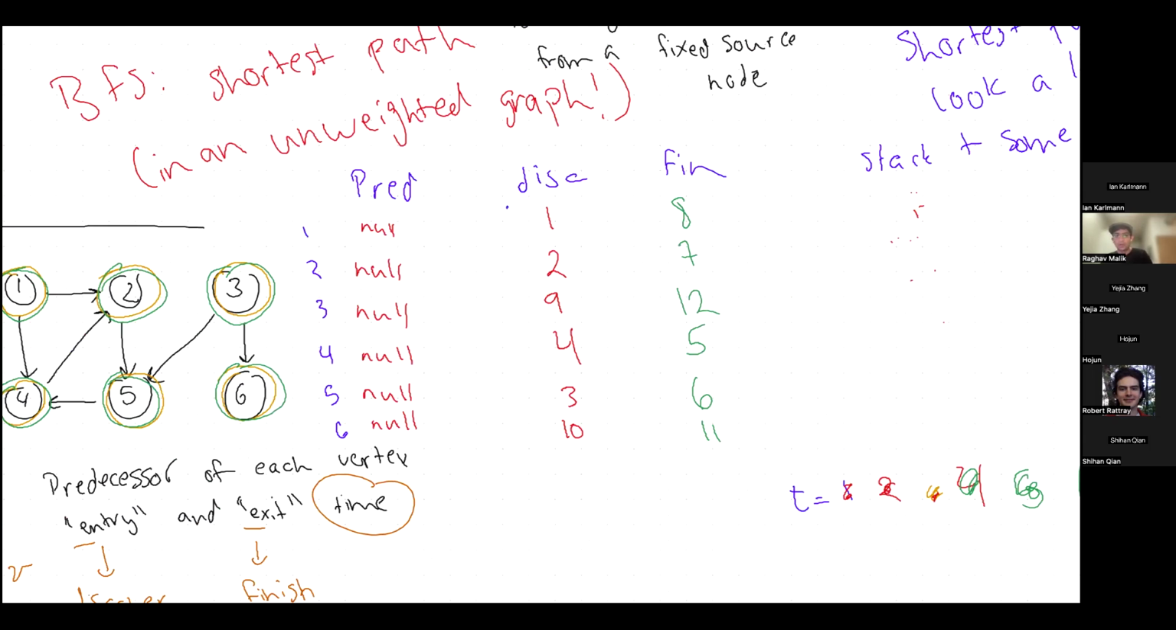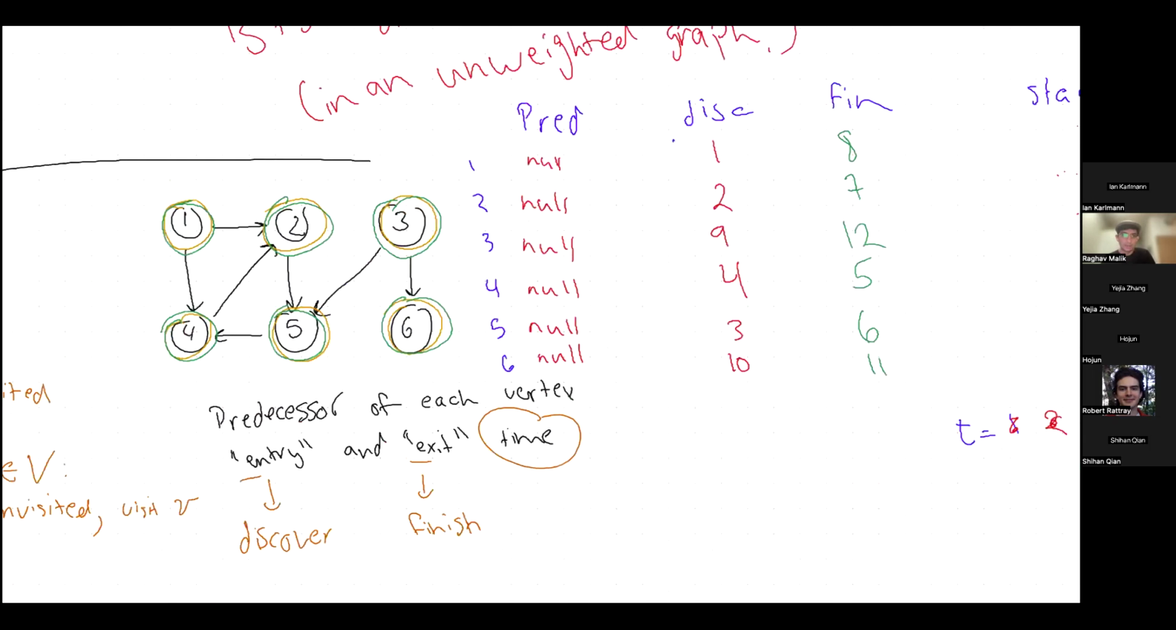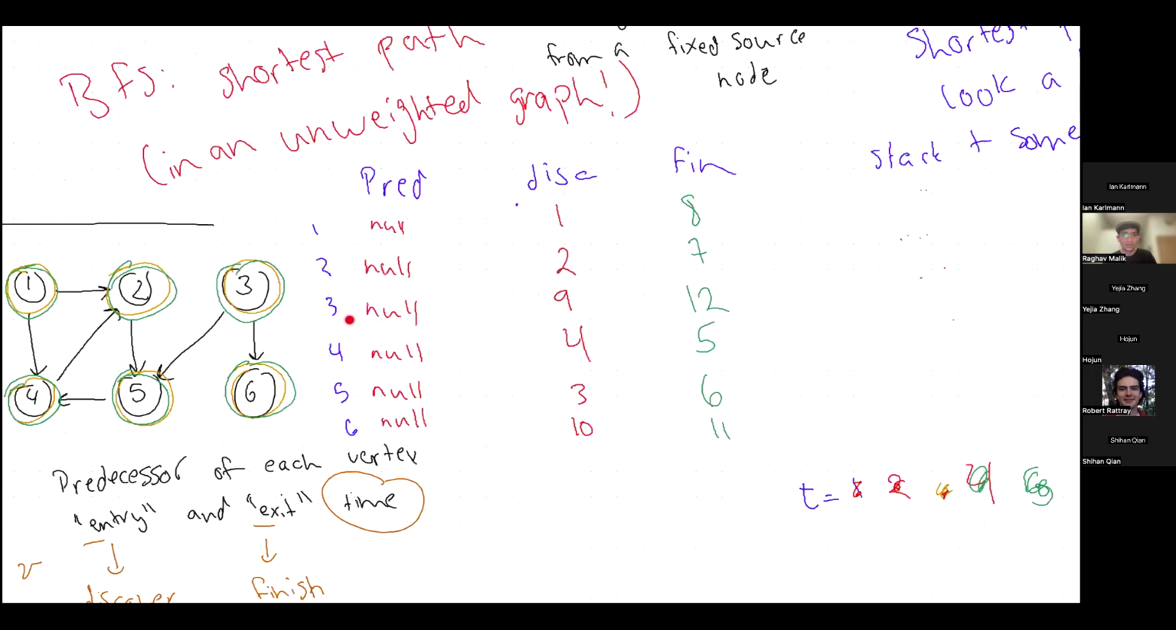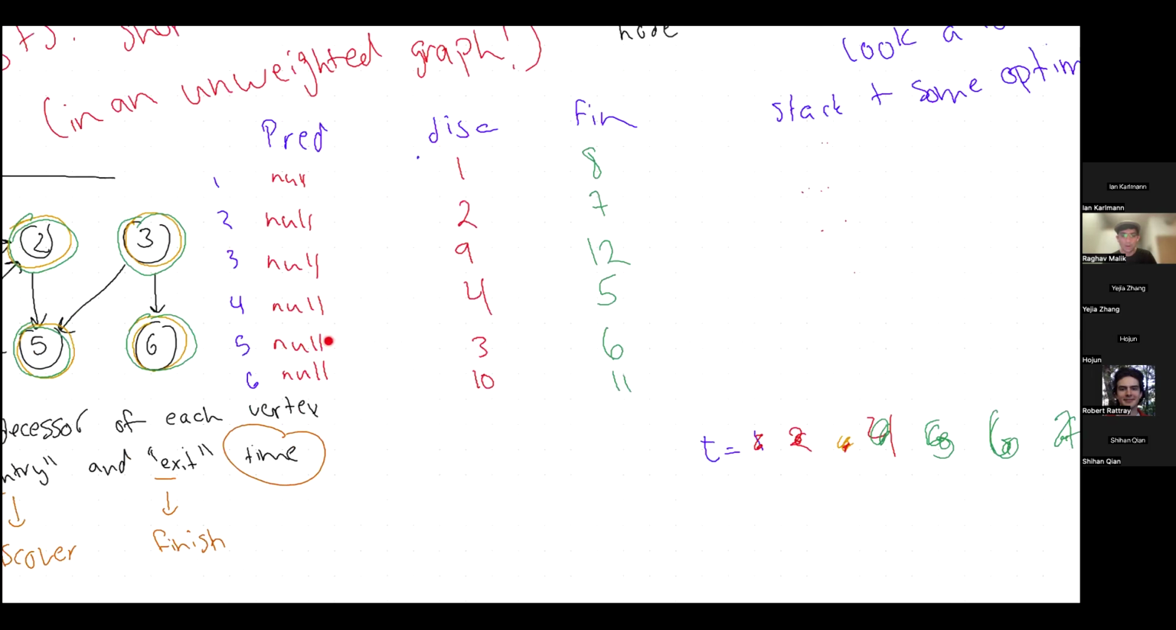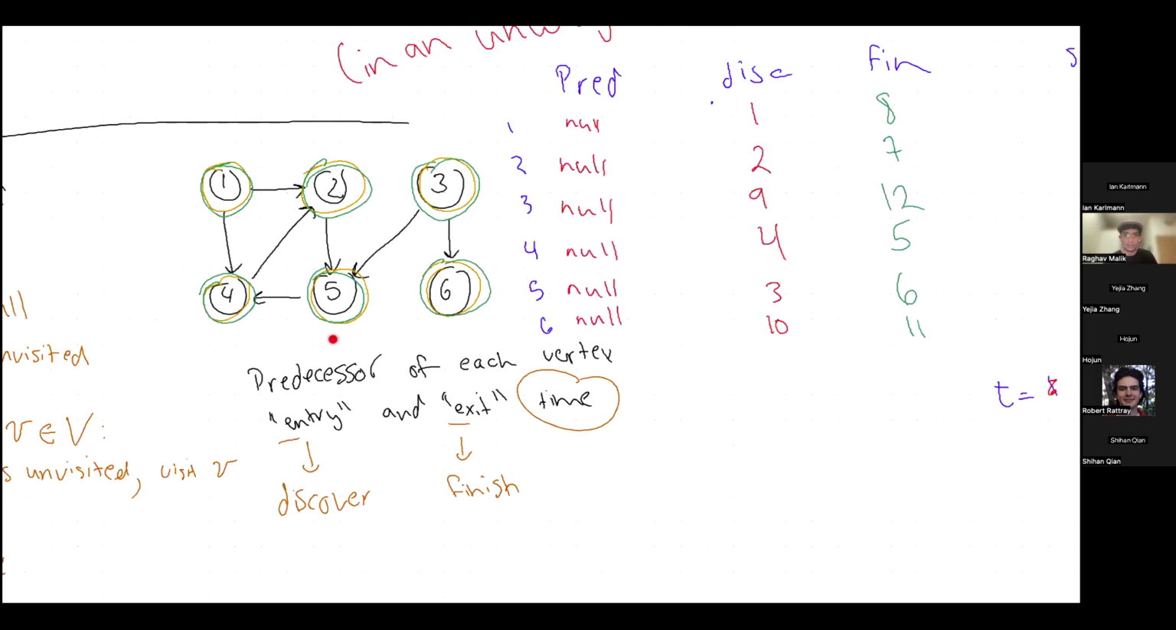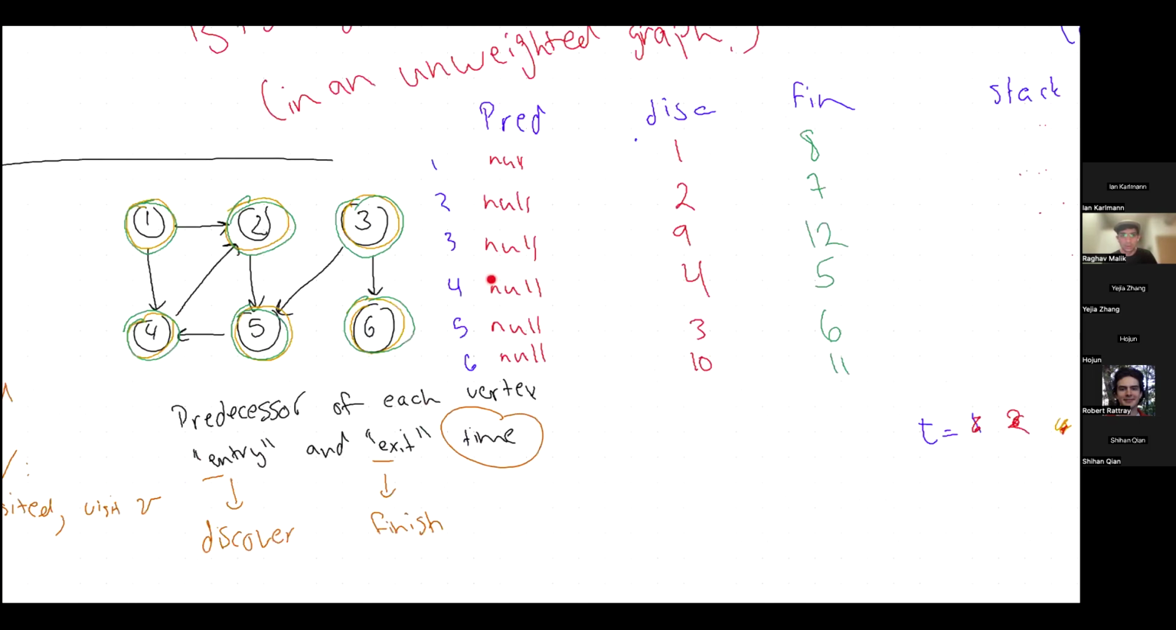Now I visited 3. Of course, the for loop continues. It looks at 4. 4's already been visited, nothing to do. It looks at 5. 5's already been visited, nothing to do. It looks at 6. 6's already been visited, nothing to do. So we're done, right? Oh, and I fully just forgot to record the predecessors. Rip. But we can do that, right? We can totally do that.